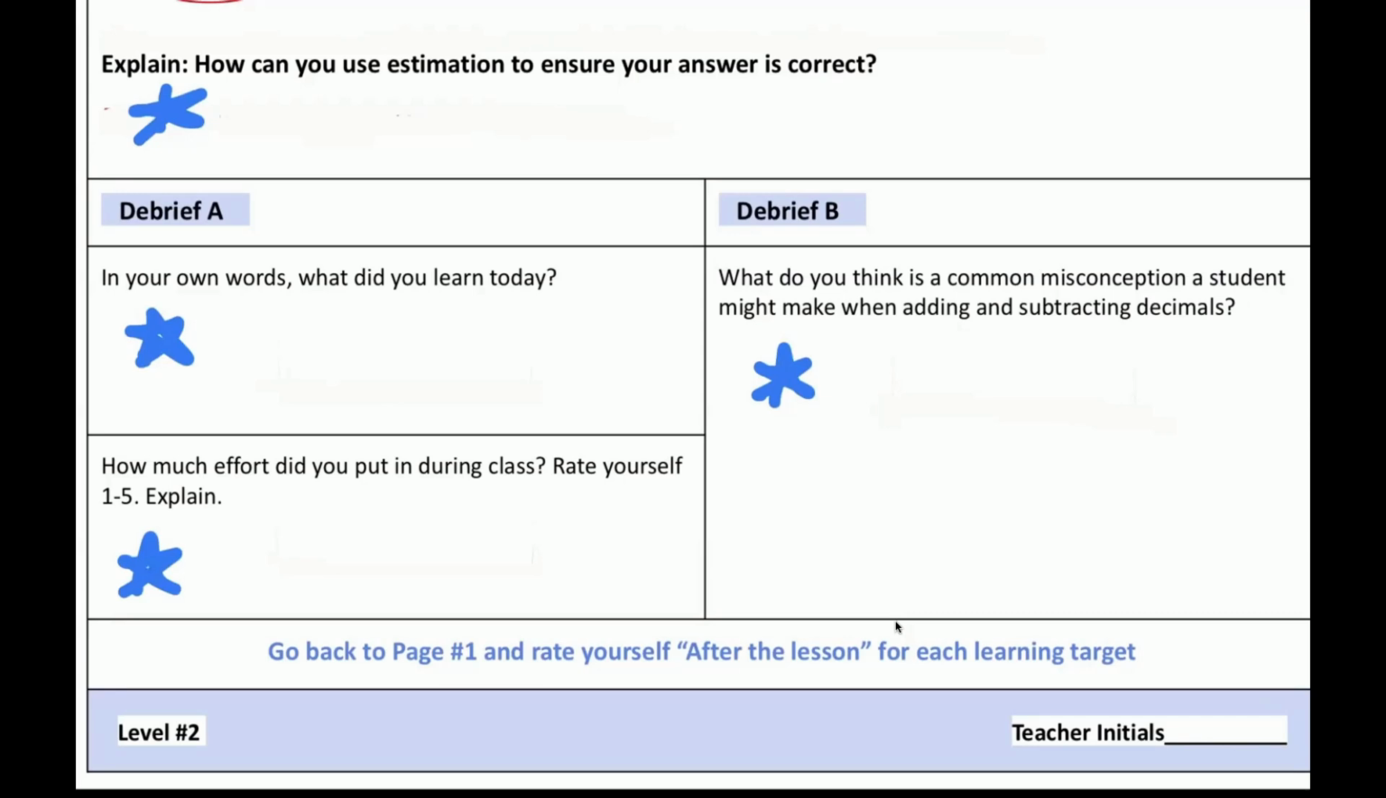Once you're finished answering all of the questions on page 6, go back to page 1, and we're going to rate ourselves on our learning targets after the lesson now that we've gotten some more practice. So at the start of this lesson, we rated ourselves 1 through 5. Now you'll rate yourself after the lesson. And don't forget to get your teacher initials to get feedback.